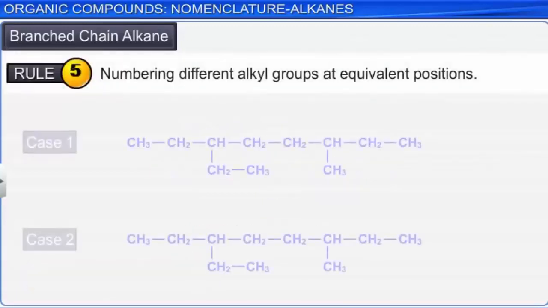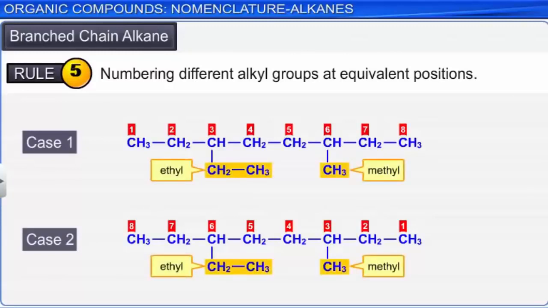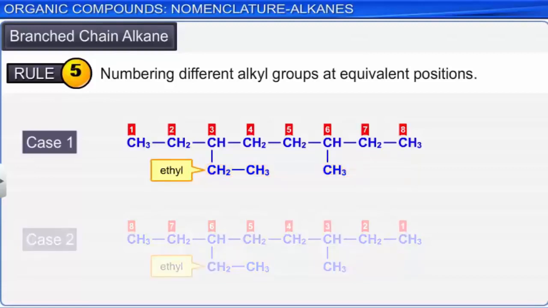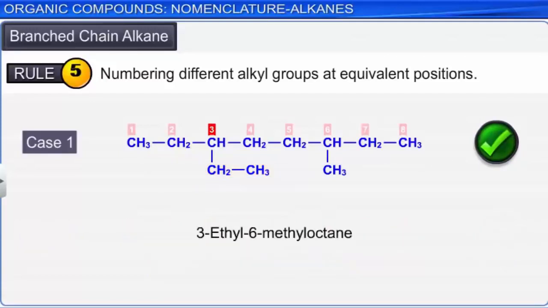Rule 5. Numbering different alkyl groups at equivalent positions. If 2 substituents are present on equivalent positions, then the lower number is assigned to the group that appears first in the alphabetical listing. For example, in case 1, the ethyl group is present on carbon 3, which is assigned a lower number than its position at 6 in case 2. Hence, the correct name for the compound would be 3-ethyl-6-methyl octane.